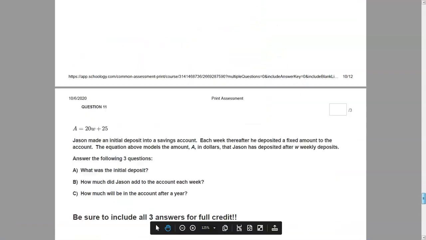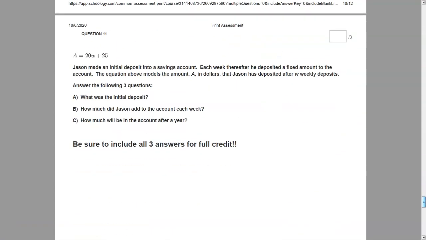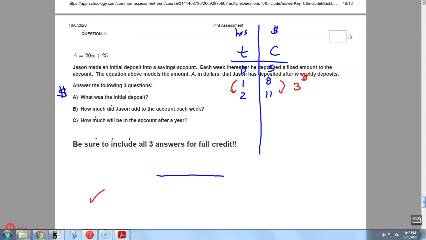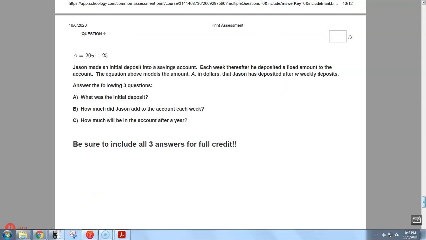All right, moving on down to question 11. This was the question that had 3 parts. It was worth 3 points, 1 for each section. So we have a savings account, and the equation is A equals 20W plus 25, where A is the dollars and W is the weeks.